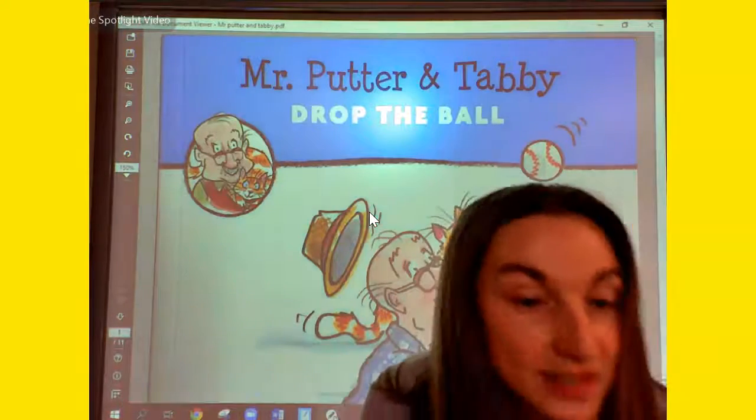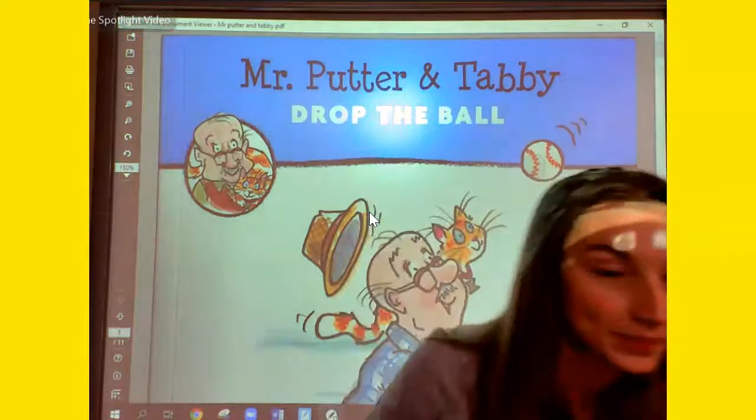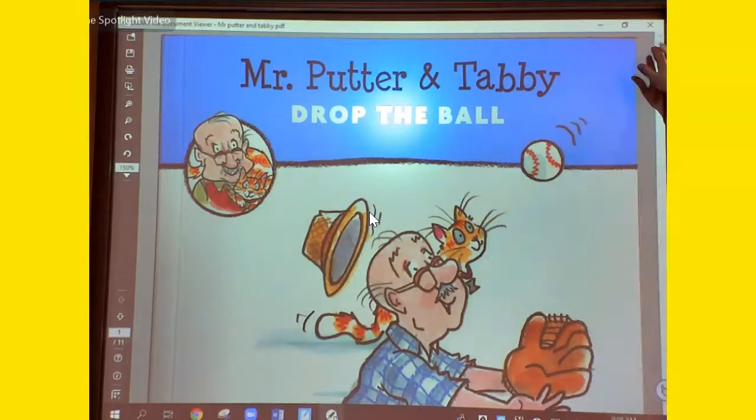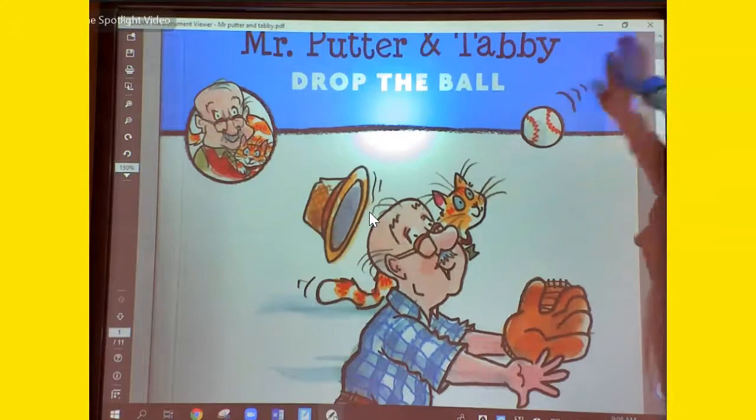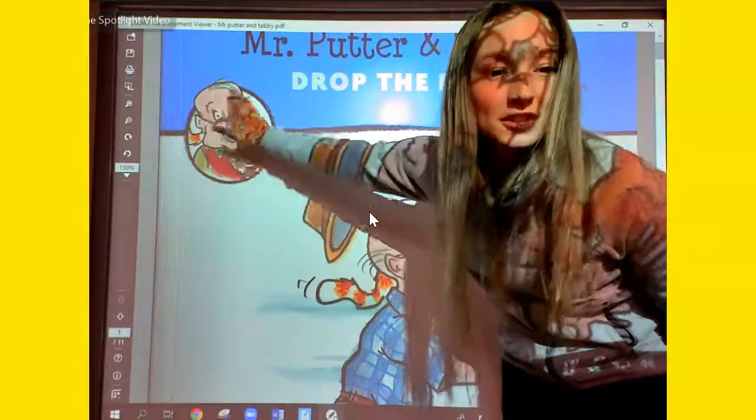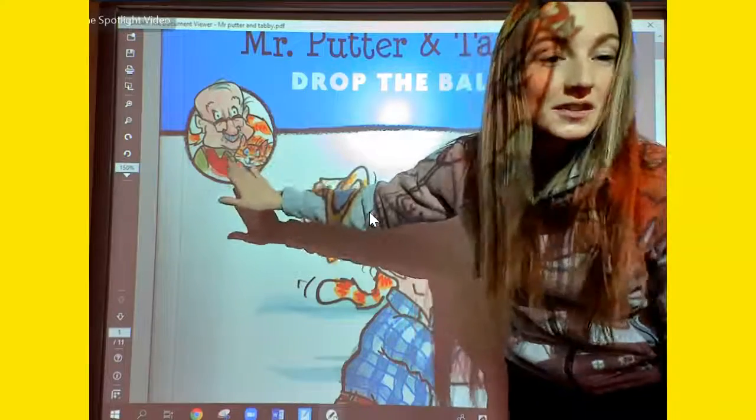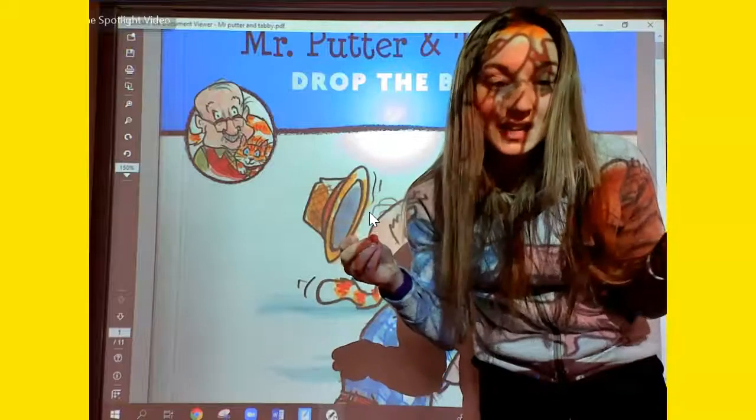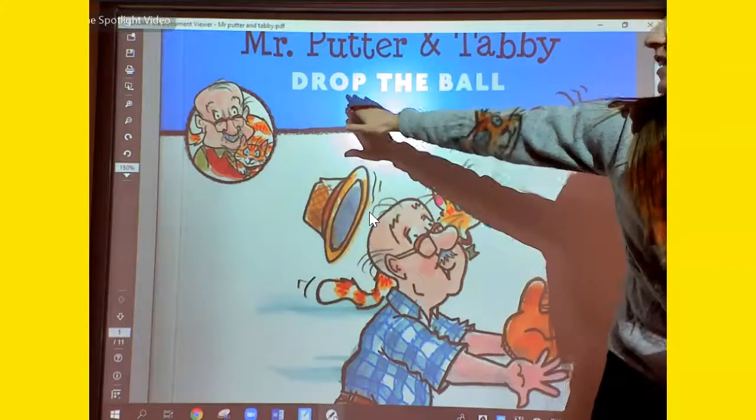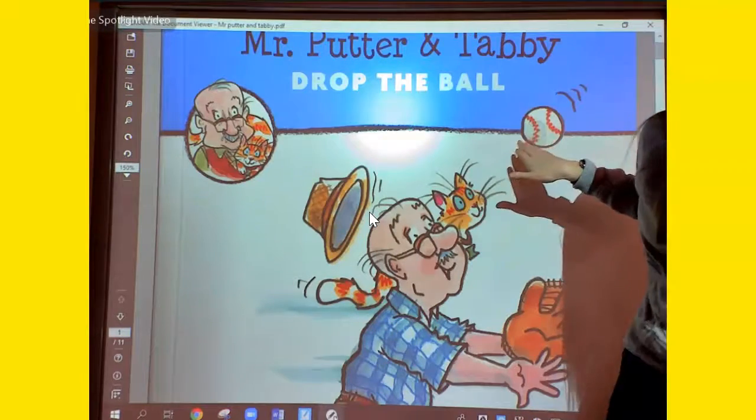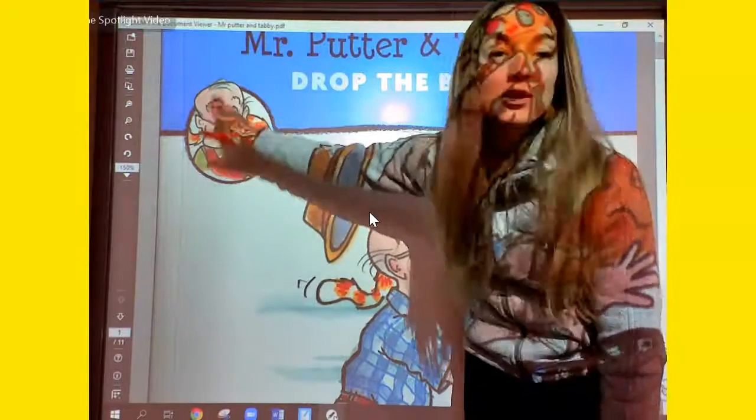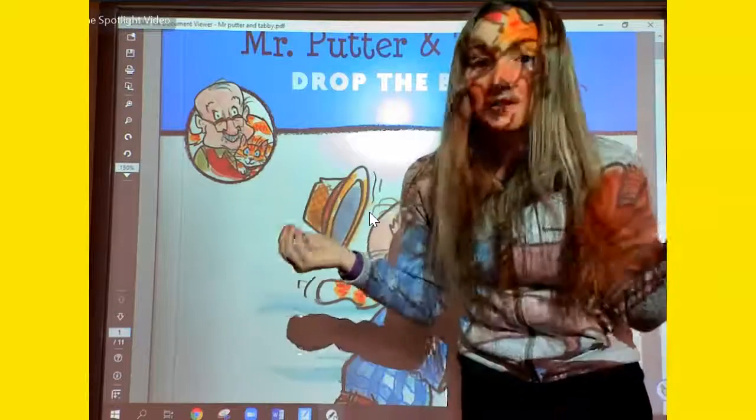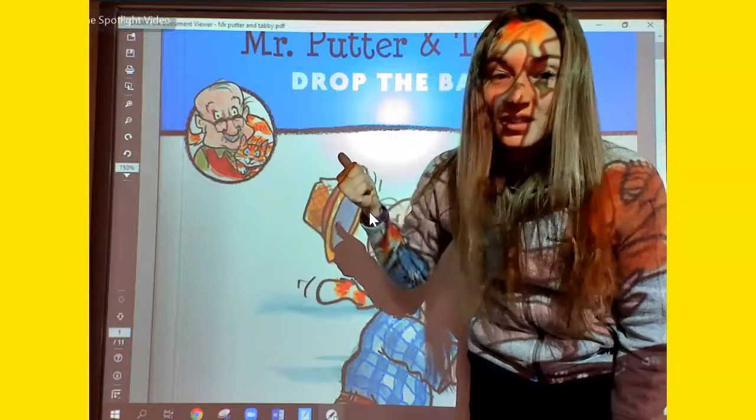All right, so here is the same exact book. We're going to go through and see what we notice about each of these pages. I have my title page. I love that they put a little picture here too. The reason they do this, boys and girls, is that Mr. Putter and Tabby have lots of adventures together. This adventure is about baseball. But they put this little picture on all of their books. So just like Piggy and Gerald have a lot of different books, Mr. Putter and Tabby have a lot of different books too.